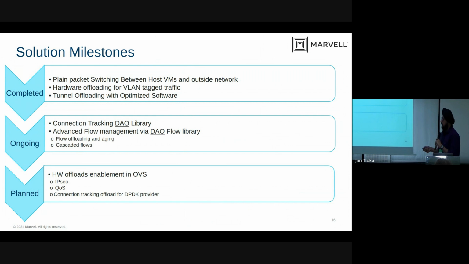This is something we would like to contribute to the community, where we can enable some hardware offloads, such as IPsec, making use of the RTE security in the data path. Currently the OVS data path is bypassed, so we can introduce some RTE security flavor to it. Plus QoS as a hardware offload version of it. Today we have the software implementation for QoS. If we can introduce RTE TM traffic management, that is another thing. And we would like to propose a connection tracking offload for the DPDK provider. Whatever solution we come up with, we would like to contribute to the community.